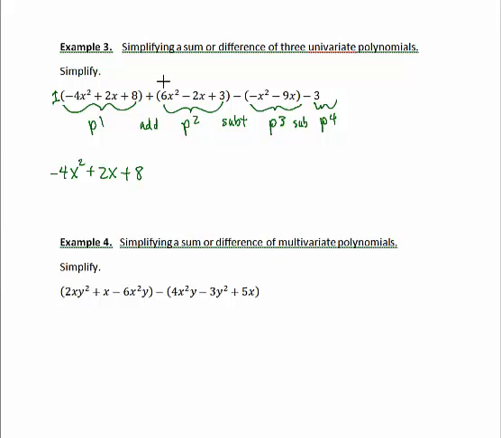For the second polynomial, the second set of parentheses, we have a plus 1. So this is plus 6x squared minus 2x plus 3. We change nothing about the polynomial. We simply just remove the parentheses.